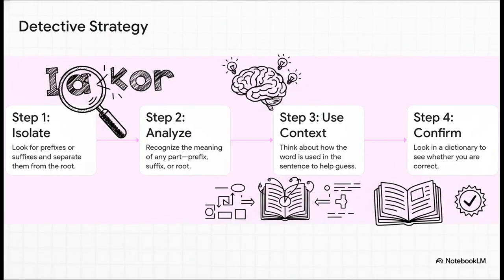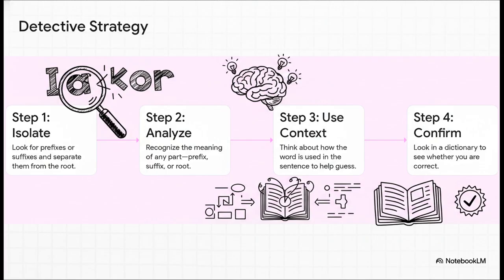Okay, here it is, your four-step strategy. First, you isolate the clues. Break the word into all its parts. Second, you analyze the evidence. What do those individual parts mean? Third, you use context. How is the word being used in the sentence? And finally, step 4, you confirm your hunch. Just a quick peek in a dictionary to see if you nailed it.